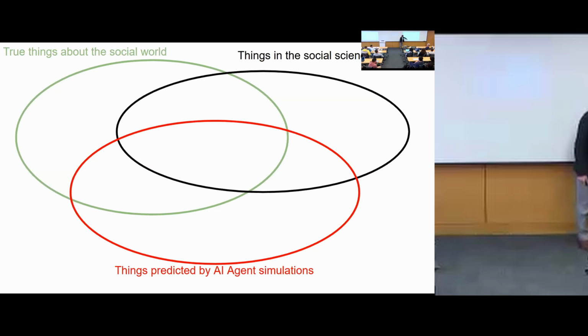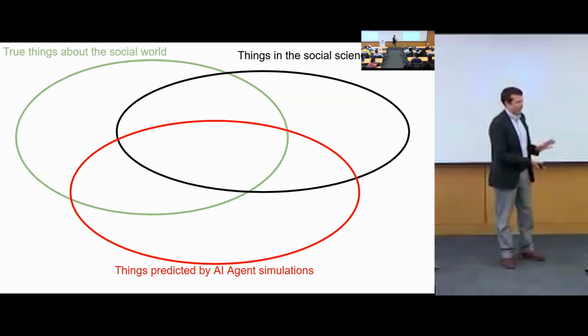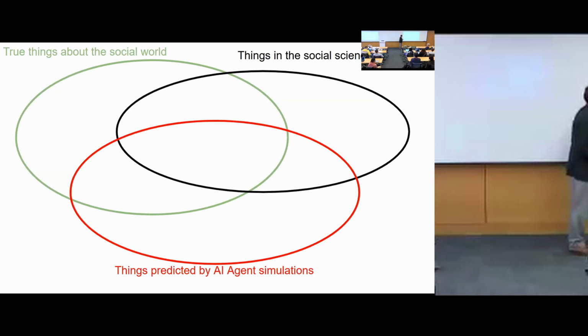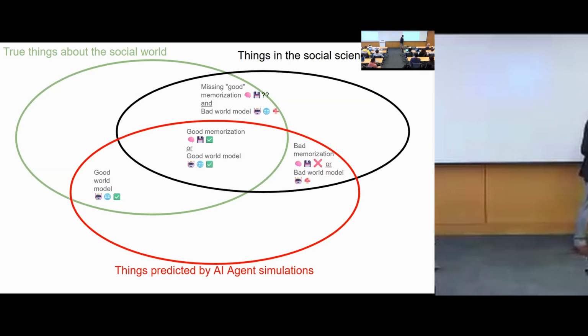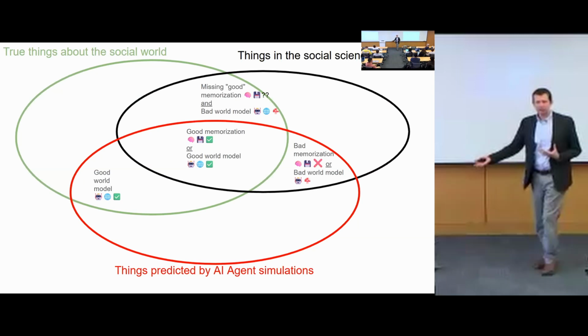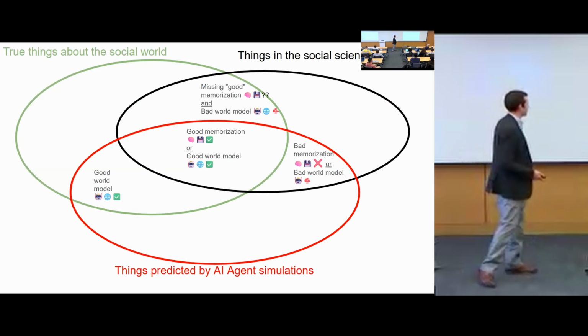And then you also have things that are predicted by your AI agent simulations as they exist right now. So you could label these. This might be a place where the LLM agent actually matches what's in the literature, but it's not true. That could be because it badly memorized some crappy social science, or it has a bad world model. It independently made the same mistake and learned the wrong thing.